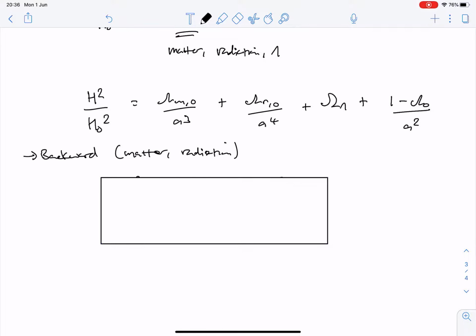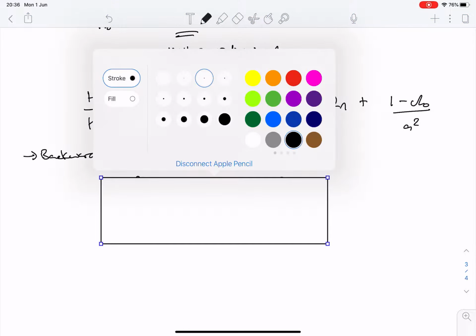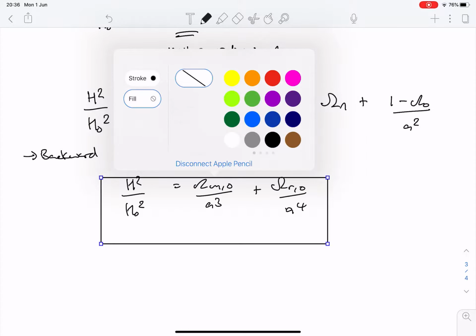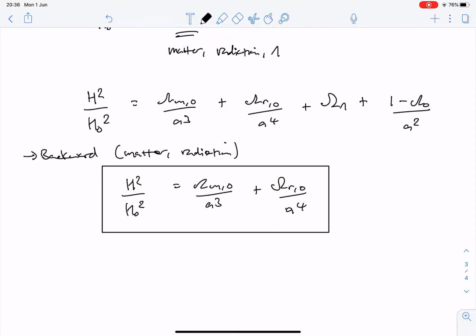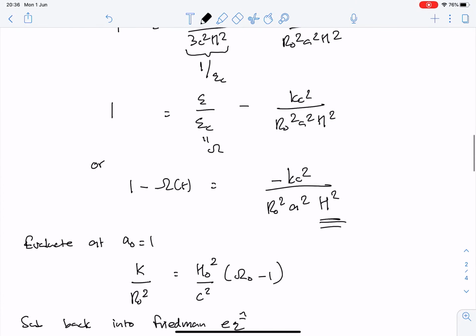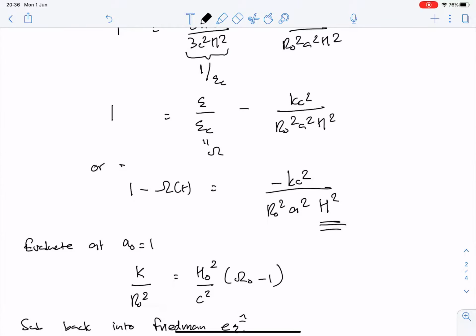I don't know quite why we've got a fill style here. I want no fill at all. Let's go to fill. Yeah, there we go. That's better. Right. So we can box that, and I should probably also have boxed this equation up here.